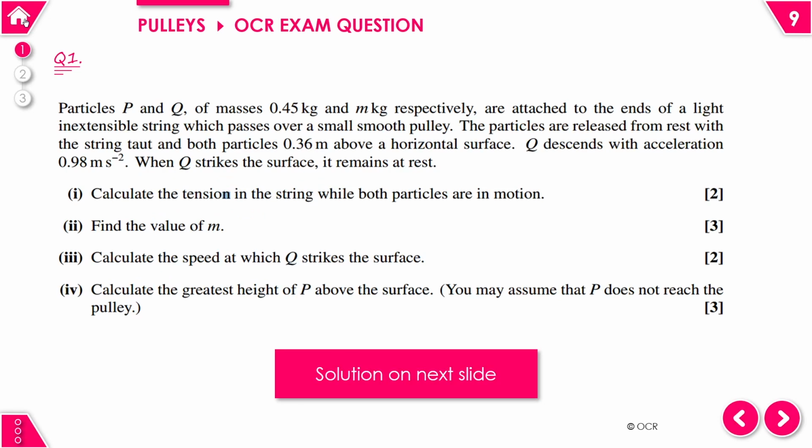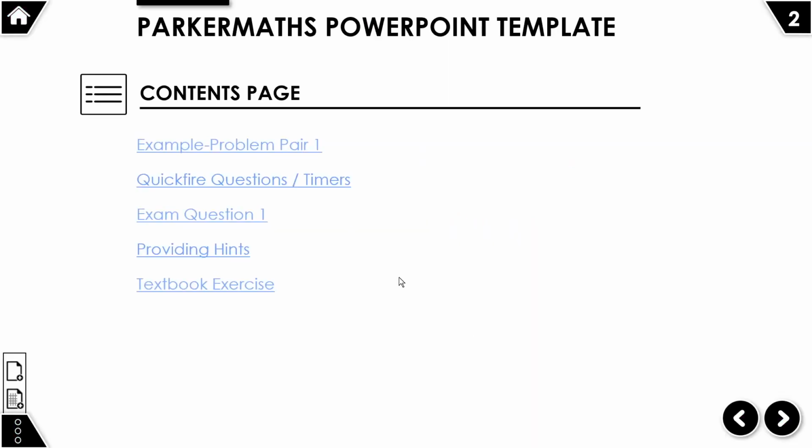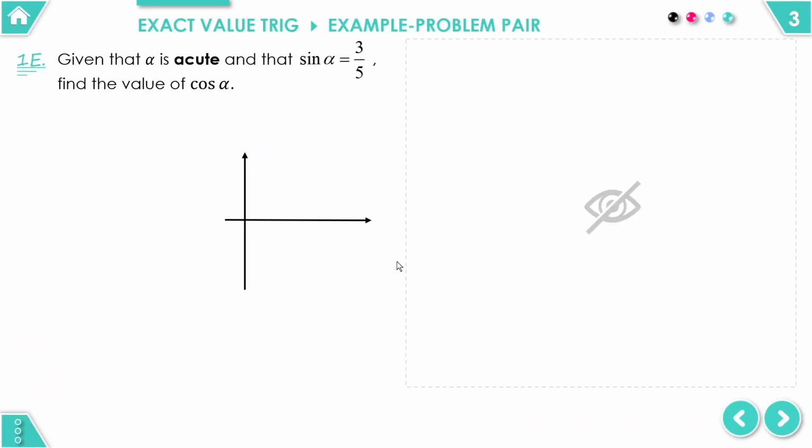That's why the home button is also useful, because if I want to go to a different section in the PowerPoint, I can click the home button, and then this slide would not normally be here. This would take me straight back to the contents page, which would be the first page, and then I can navigate somewhere else. Okay, next up, I'm just going to talk about how I organize my example problem pairs.